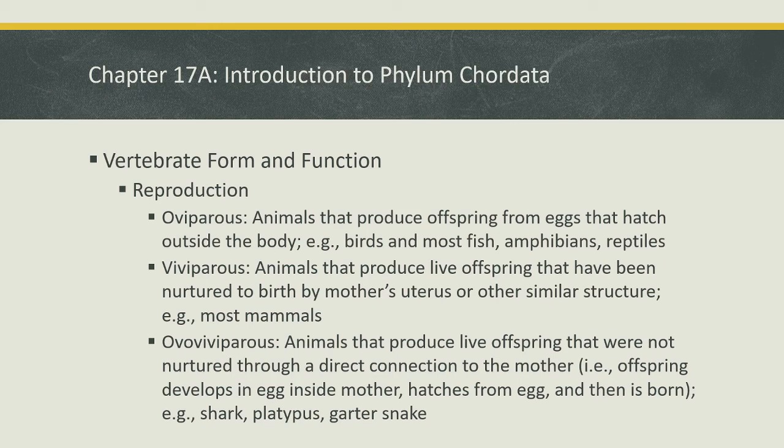And then the third category, ovoviviparous. This is kind of a combination of the two. Initially the young is inside of an egg, but the egg is inside of the mother's body. So these are animals that produce live offspring that were not nurtured through a direct connection to the mother. In other words, the offspring develops in an egg inside the mother, and then while it's still inside the mother, the offspring hatches from the egg, maybe does a little bit more developing, but then is born as a developed baby. Most sharks, if not all sharks, are like this. The platypus is a classic example, and the garter snake.